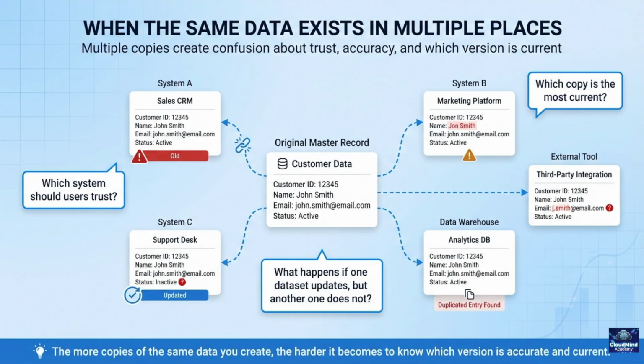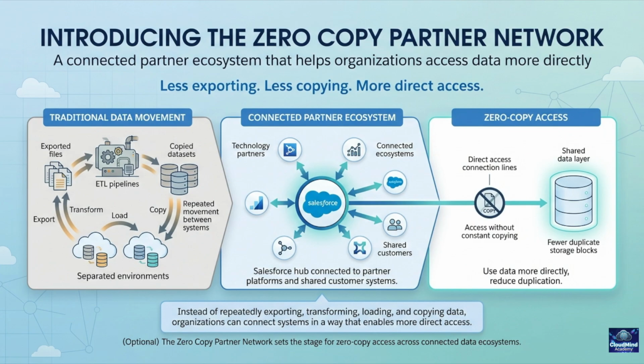Because of that, businesses need a better way to access information across platforms without constantly moving and duplicating it. And that is where Salesforce introduces a more modern approach through the Zero-Copy Partner Network. This is a network of technology partners that work with Salesforce to help shared customers access data across connected ecosystems more easily. In other words, instead of constantly exporting, transforming, loading, and copying data into separate environments, organizations can connect systems in a way that allows data to be used more directly. And that leads us to one of the most important ideas in this lesson: zero-copy access.